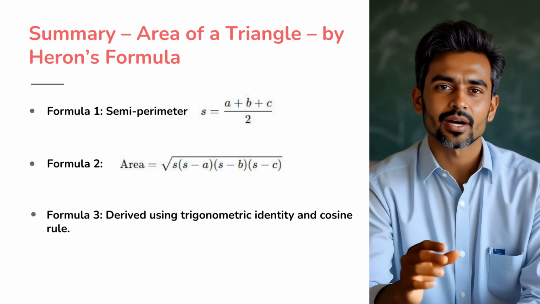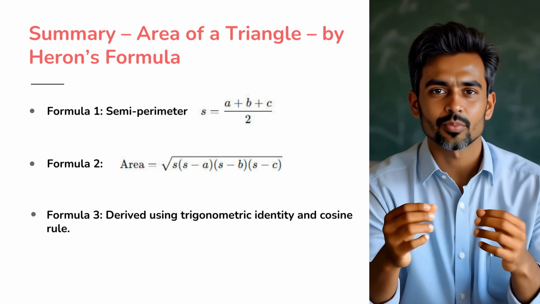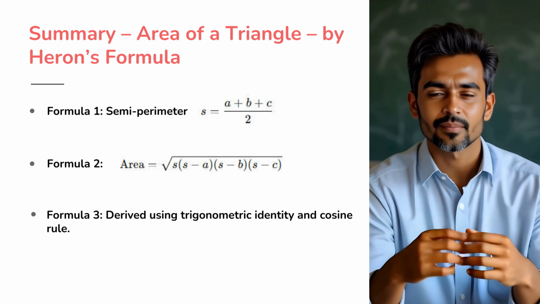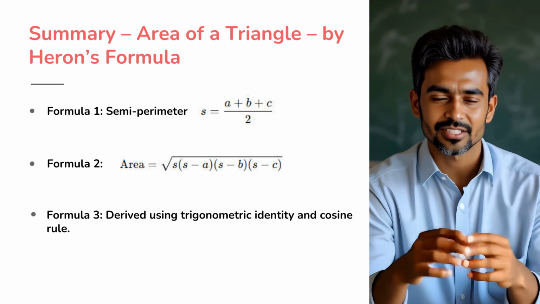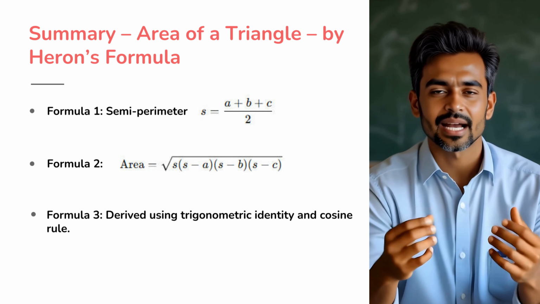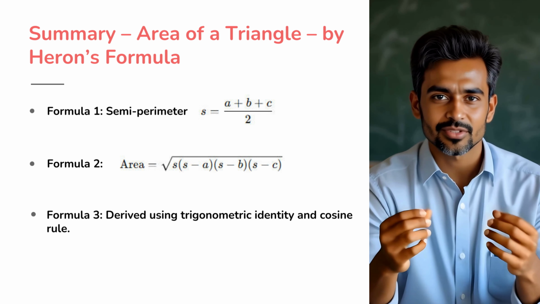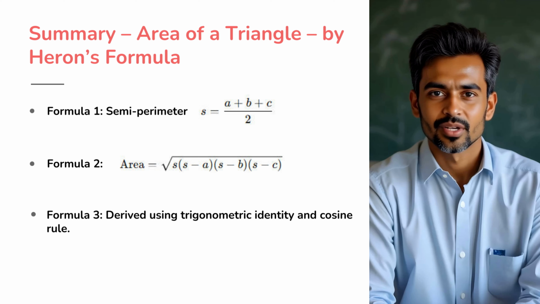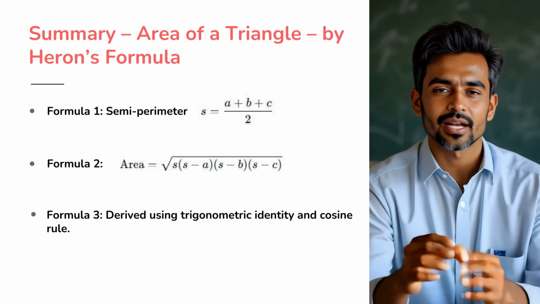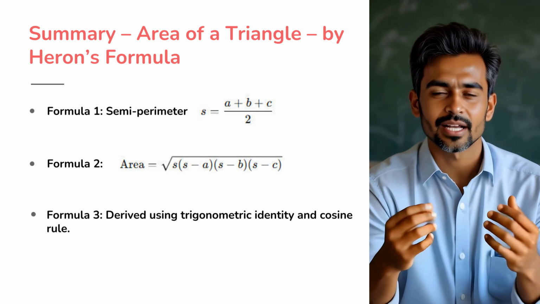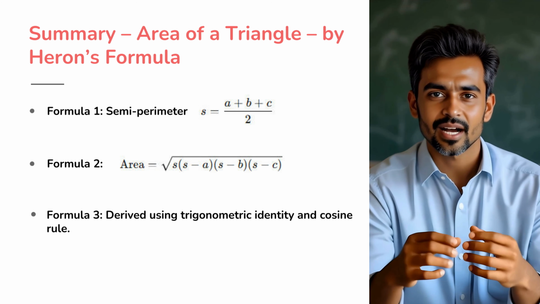Let's quickly summarize what we learned about Heron's formula today. First, remember the semi-perimeter formula. S equals A plus B plus C divided by 2. Then, the area formula. The area equals the square root of S times (S minus A) times (S minus B) times (S minus C). This formula comes from applying the cosine rule and trigonometric identities, cleverly eliminating the need for height or angle measurements.